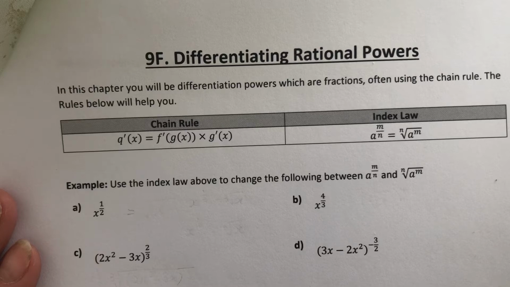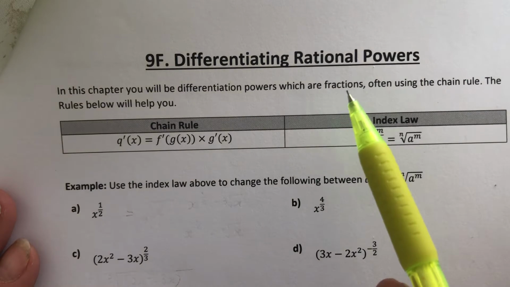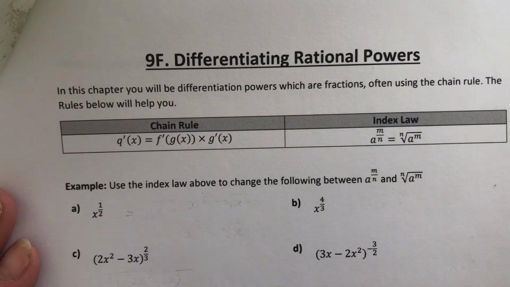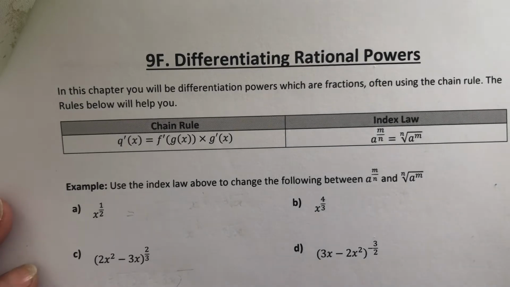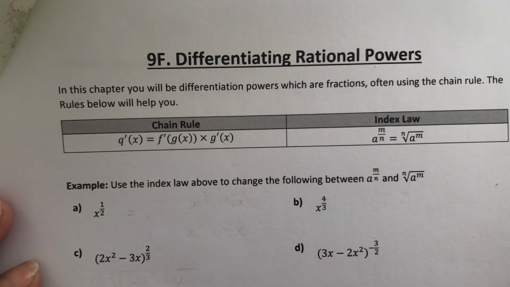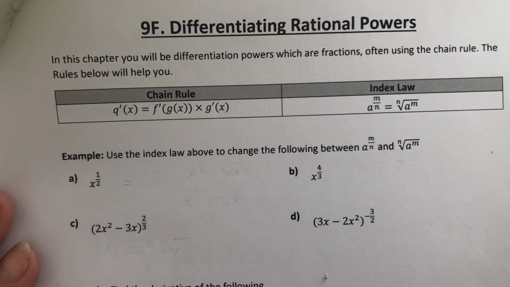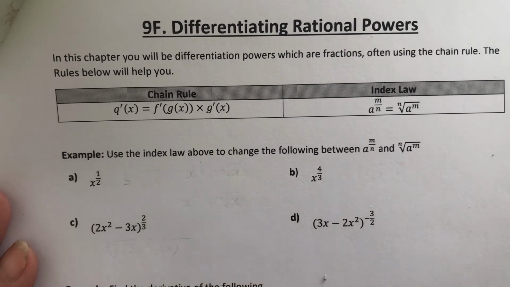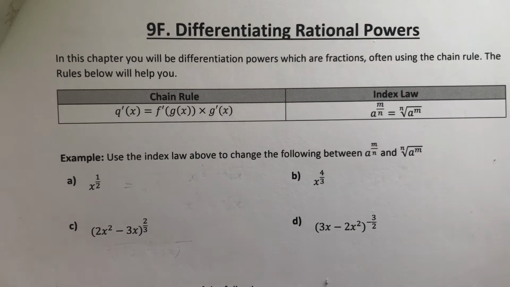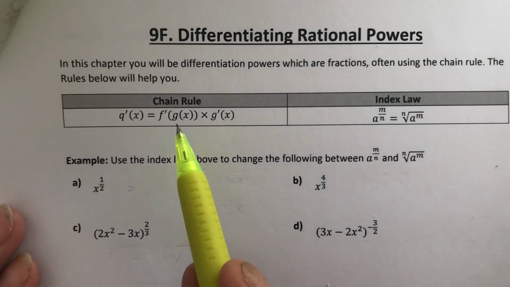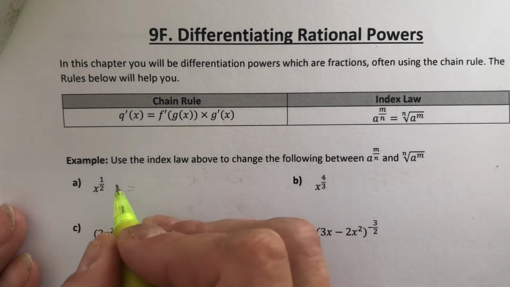All right, so we are doing 9F, which is differentiating rational powers, meaning when we have pronumerals to the power of a fraction. So we're going to use the index laws that you know already, and we're going to use the chain rule. So we're just going to practice here what we already know.